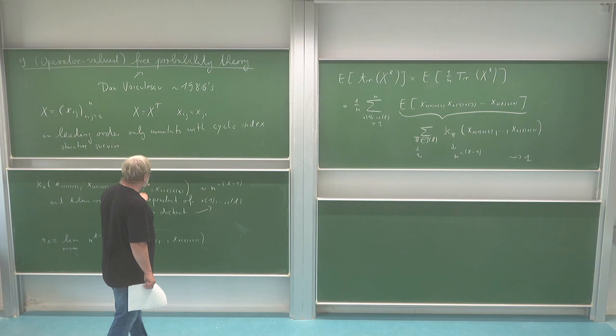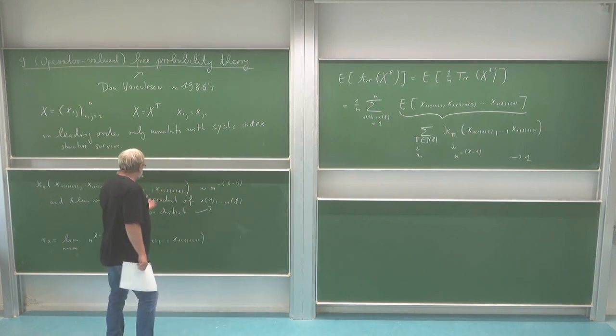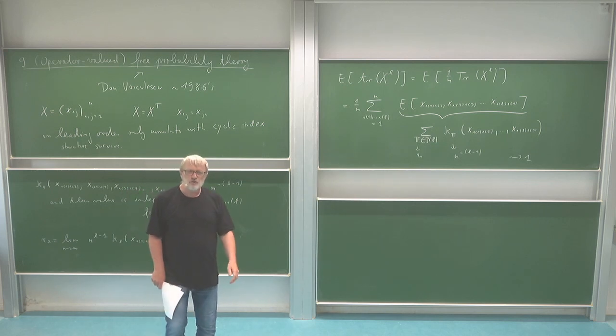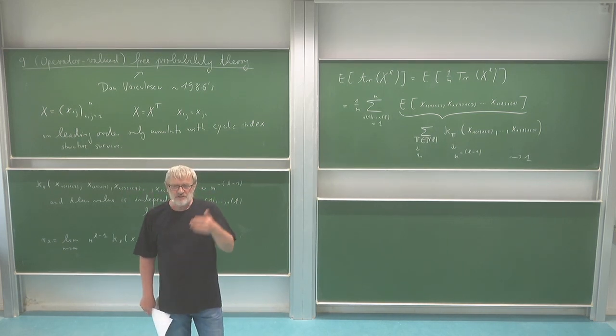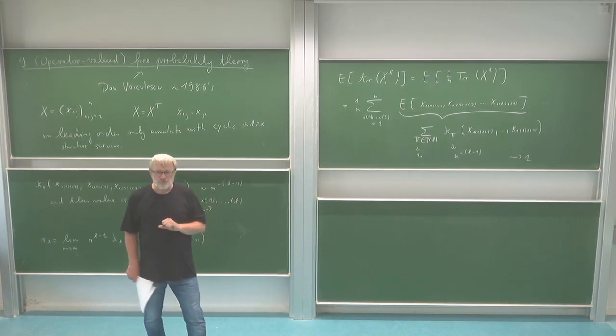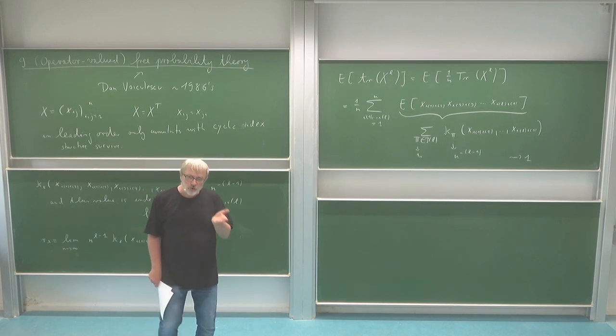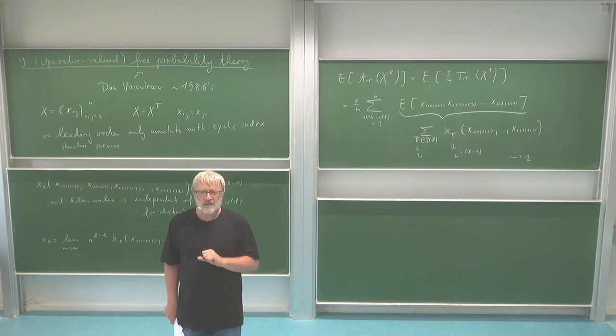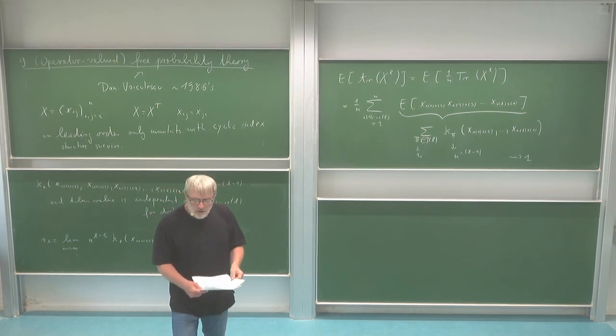Okay, and you also see that of course here the scaling should be really like this. So the first order cumulant should be of order 1, a second order cumulant of the entries should be of order 1 over n, a third order cumulant of the entries should be of order 1 over n squared, and so on.